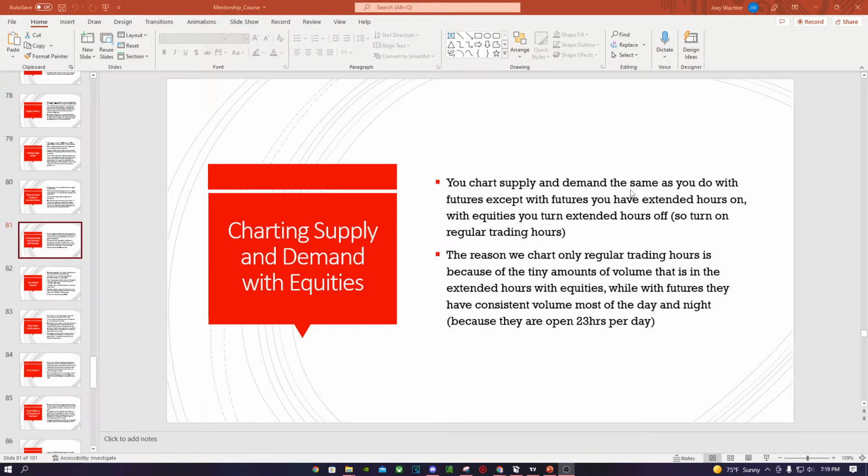So you chart supply and demand the same as you do with futures, except with futures you have extended hours on. With equities, you turn extended hours off, so you only have turned on the regular trading hours. The reason we chart regular trading hours is because of the tiny amount of volume that is in the extended hours with equities. With futures, they usually have consistent volume through most of the day and night because they're actually open 23 hours per day. Although, during the day there's obviously going to be more volume than night, but it's still open 23 hours a day. It's not an extended hour. It's still the regular trading hours.